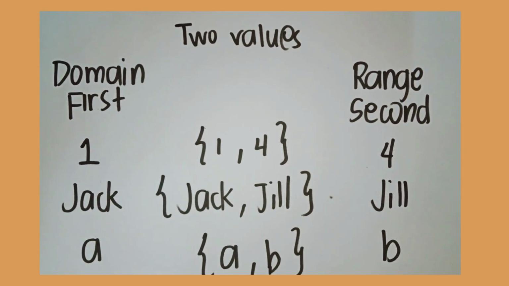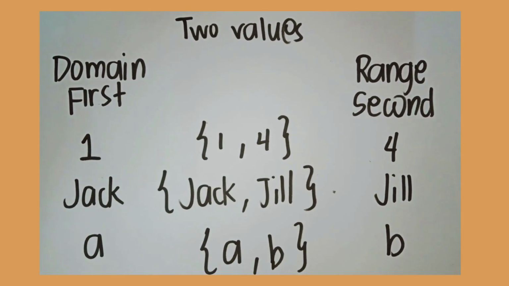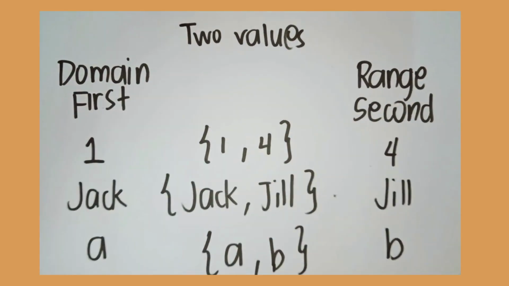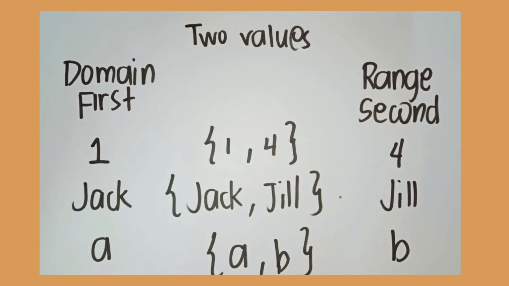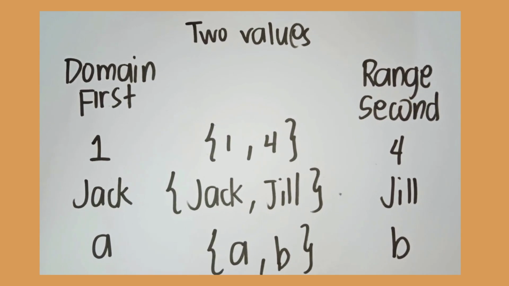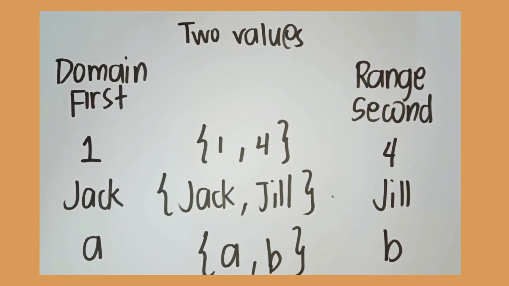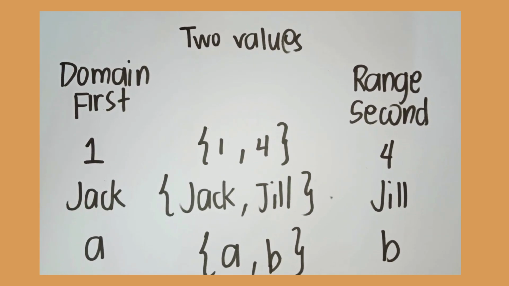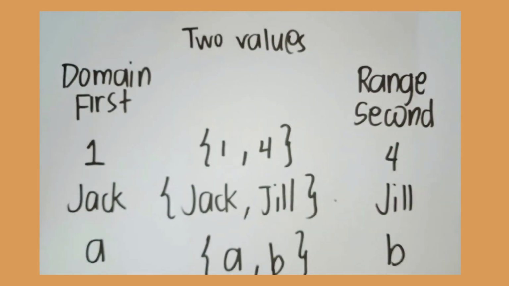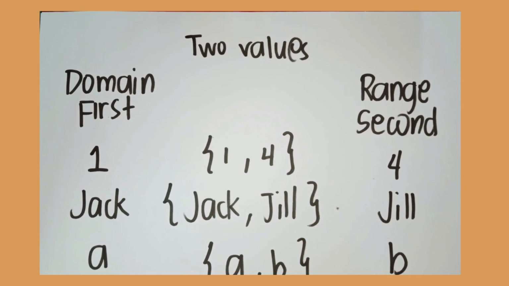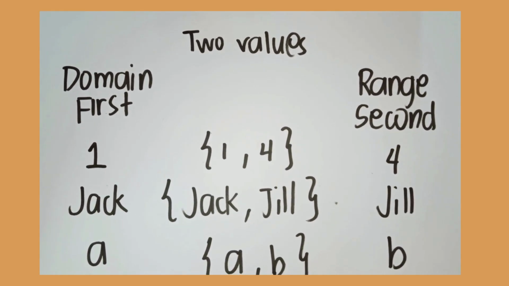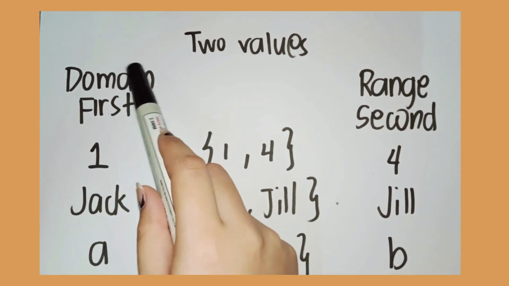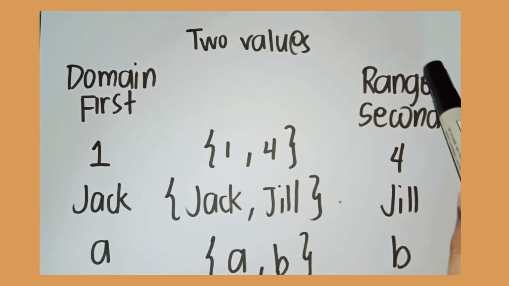A relation is a rule that relates values from a set of values, called the domain, to a second set of values called the range. So basically, when we say relation, we're talking about two values. Hindi natin siya matatawag na relation kung hindi dalawang values ang pinag-uusapan natin. Ano nga ba yung dalawang values na yon? We have the domain and the range.